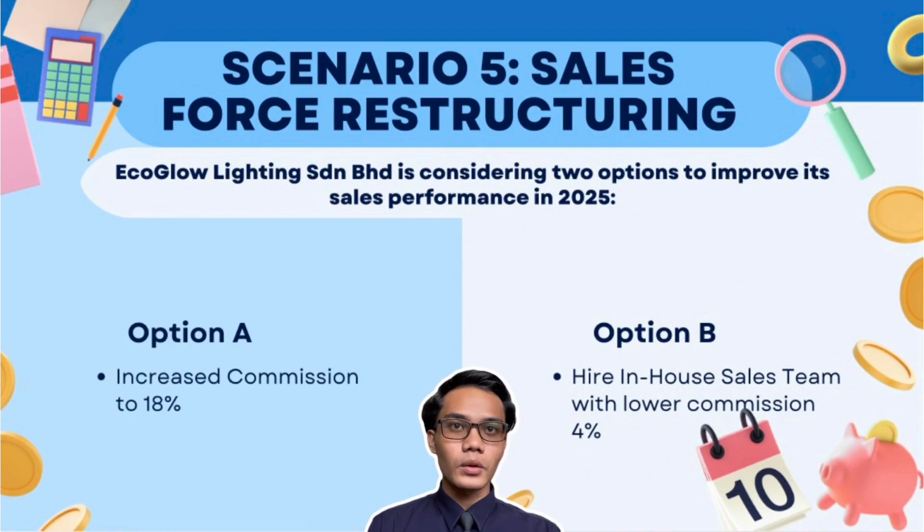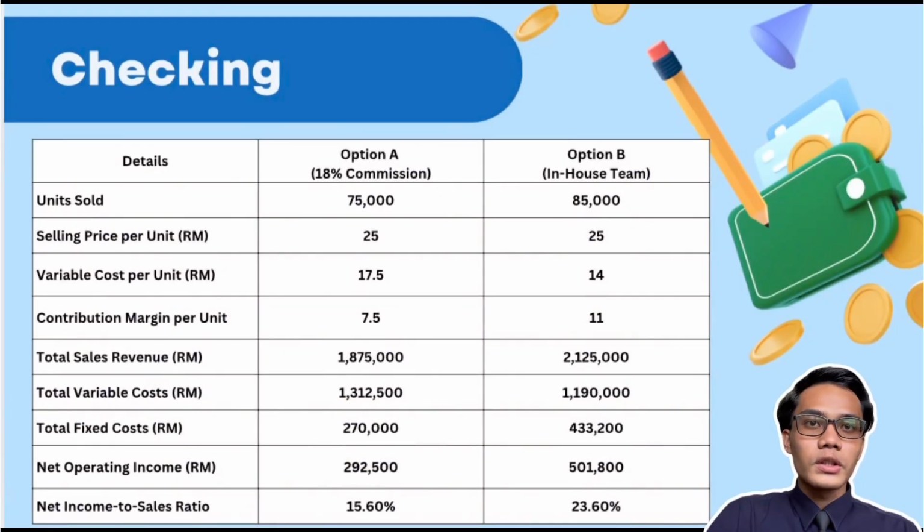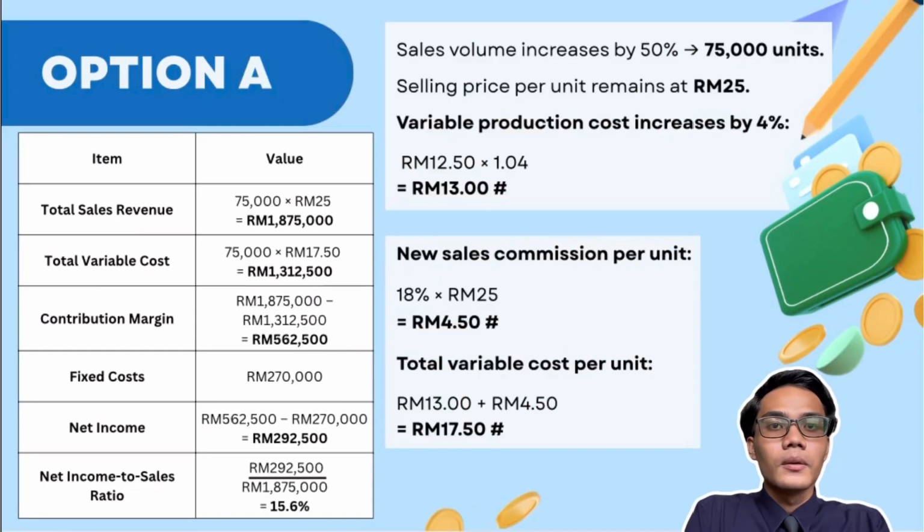The first option, option A, is to increase the sales commission for external agents from 12% to 18%. And option B is to replace the agents with full-time in-house sales staff who receive a monthly salary and a lower commission of 4%. To determine the better strategy, we apply cost volume profit analysis to compare the cost effectiveness and profitability of both options. And here is a summary of our CVP analysis.